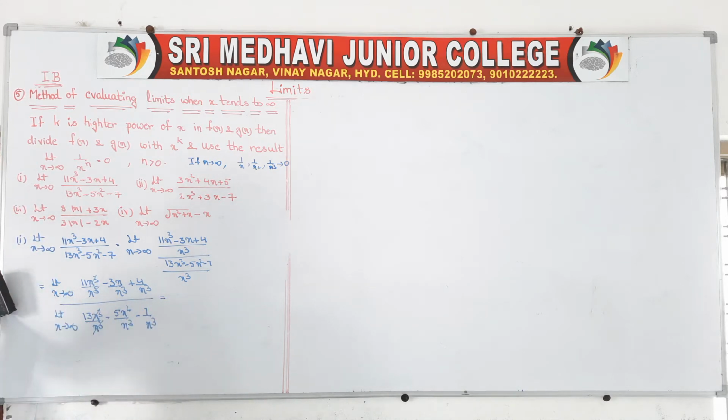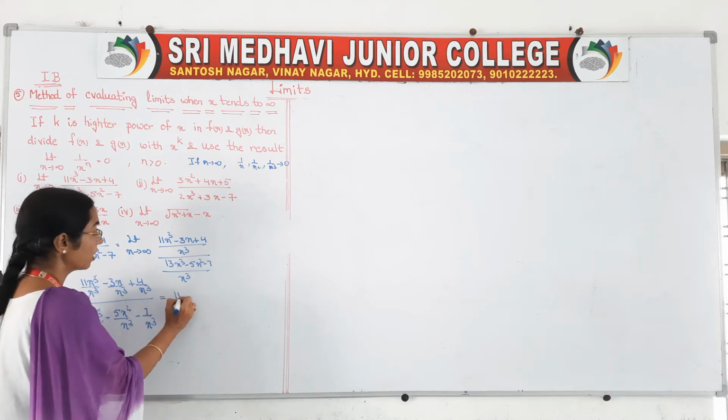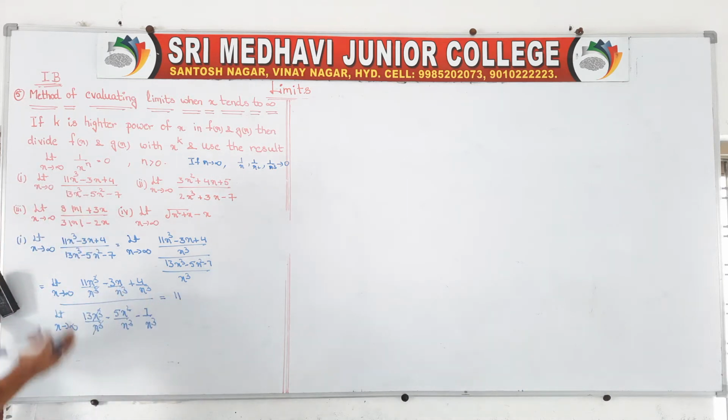The first term is a constant. If a variable is there, we can apply the limit. Where x is there, we can apply it. There is no x, so you can write your 11 this side, right.